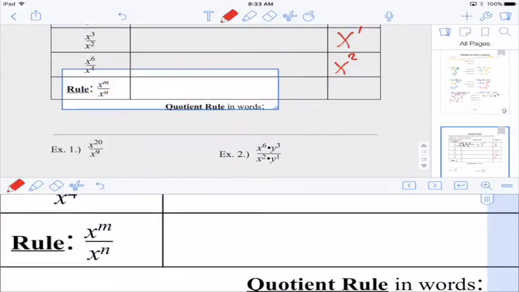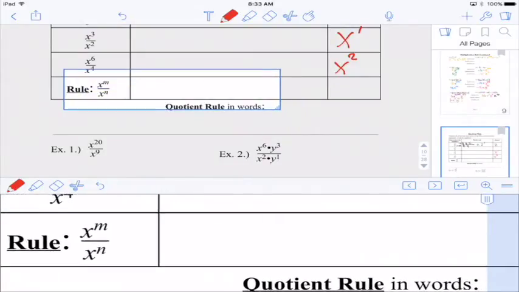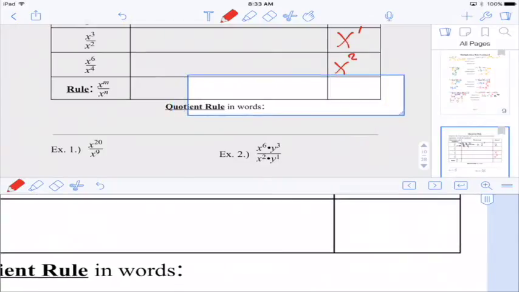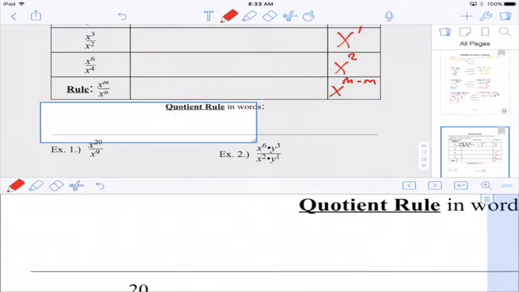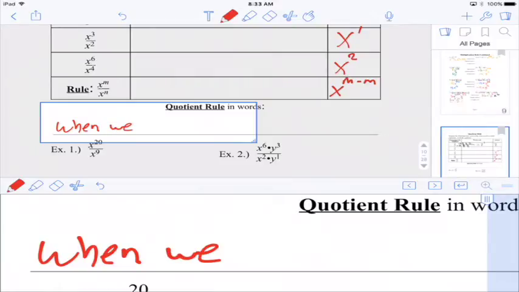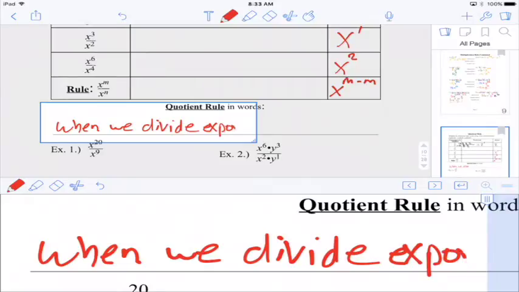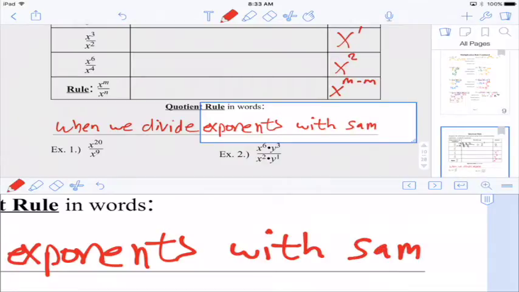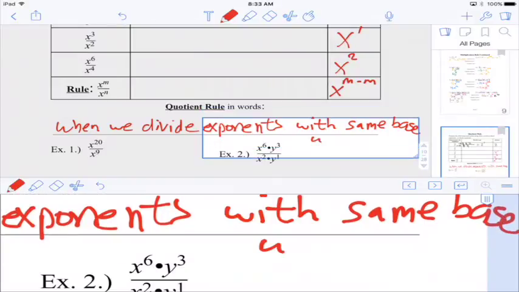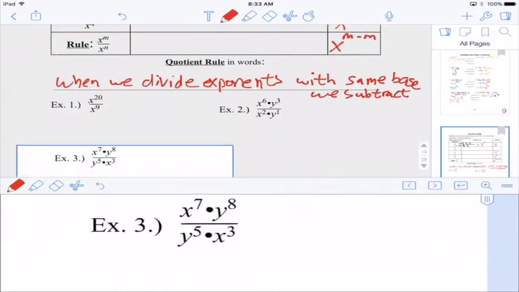What you should have noticed is when you divide exponents with the same base, say x, then we subtract: x to the m minus n, which is the opposite of the multiplication rule. So when we divide exponents with the same base, we subtract exponents. Alright, so we'll look at a couple examples.